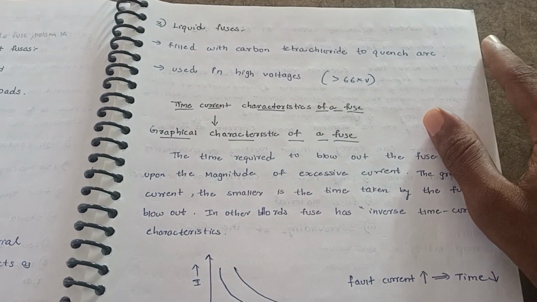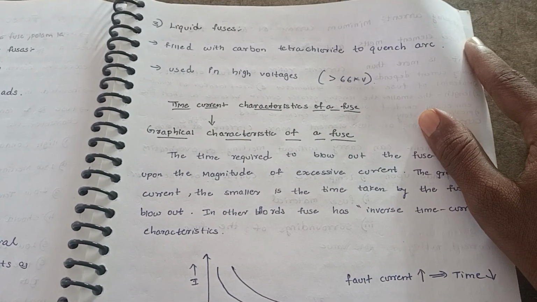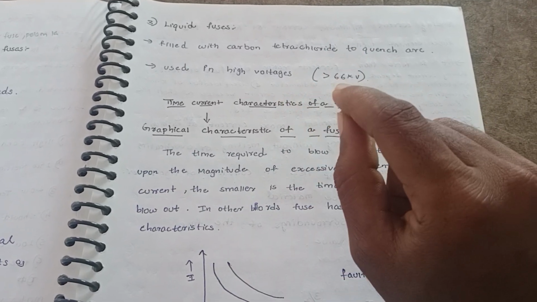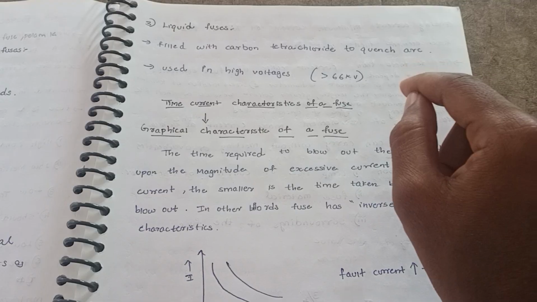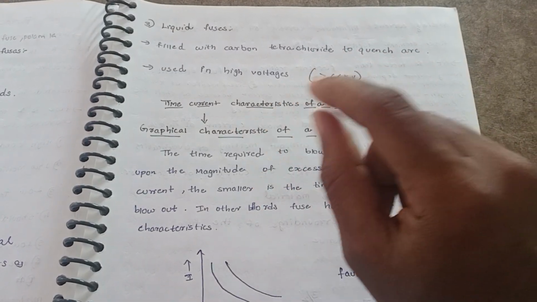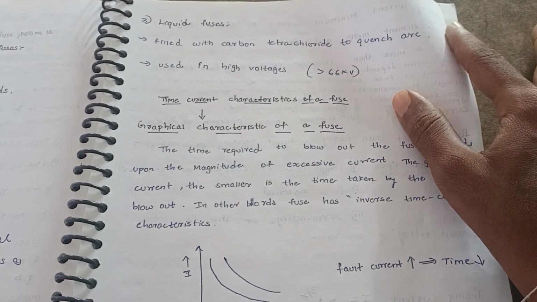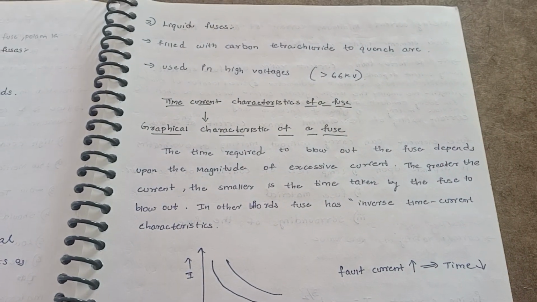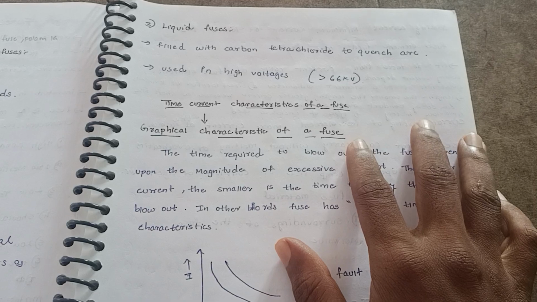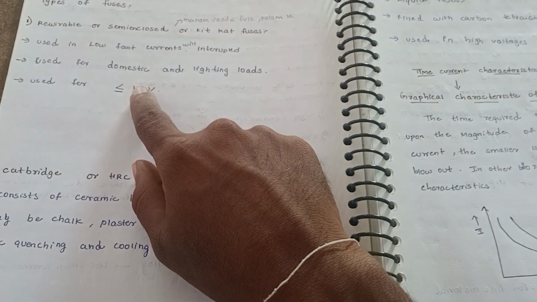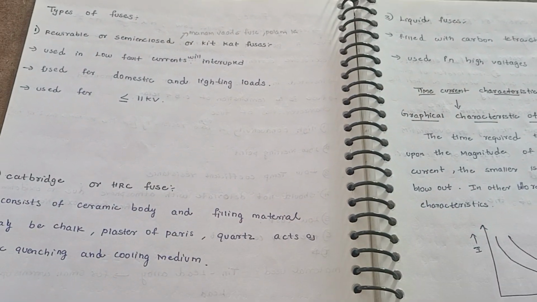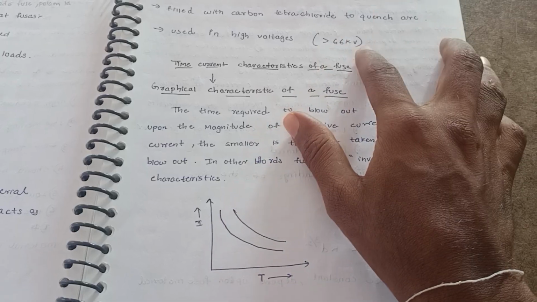Next, liquid fuses are filled with carbon tetrachloride to quench the arc. Do you know carbon tetrachloride? It is a liquid used to quench the arc. When an arc rises in the fuse, the carbon tetrachloride is used to quench it. Used in high voltage, greater than 66 kV. Just remember this: rewirable fuse for less than 11 kV, for lower values, and the liquid fuse for greater than 66 kV.